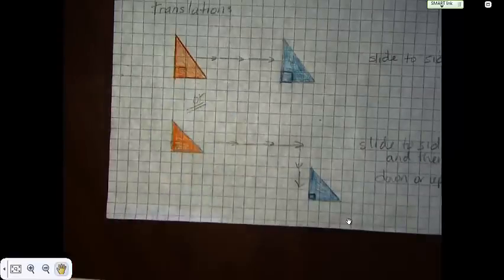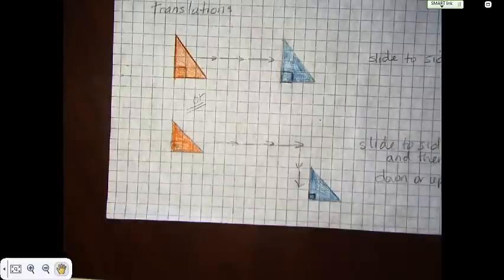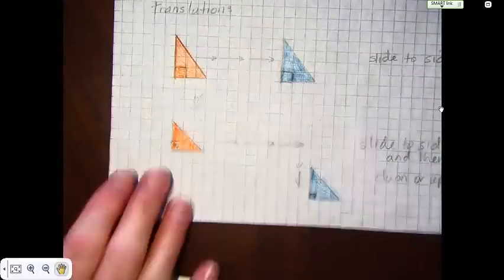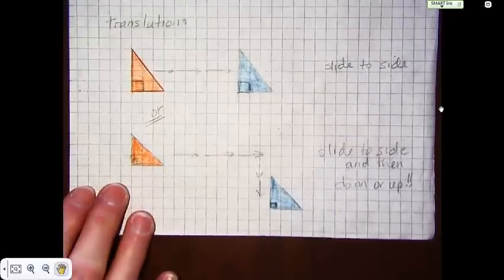I hope it was helpful for you, and one of the things you should do is look for a video on geometric translations, because that's pretty helpful, and it'll explain it even more.